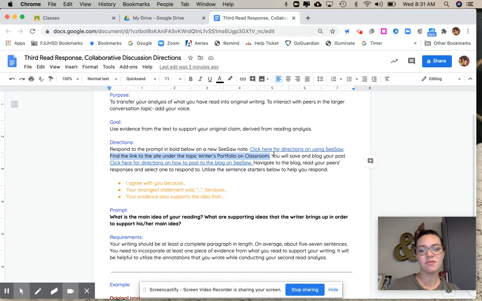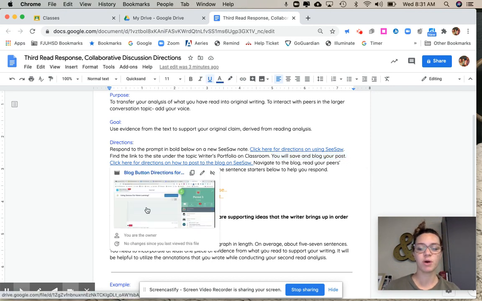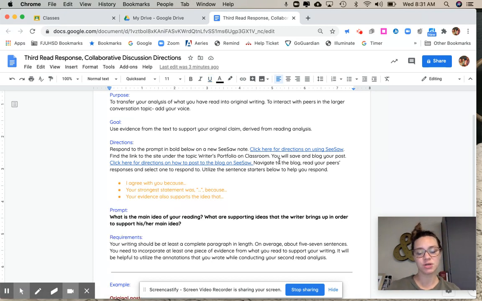You are going to save the note that you create and then following these directions, you will publish your post onto the blog. Here are directions on how to post your note onto the Seesaw blog. After you post your note onto the Seesaw blog, you're going to go to the blog and read your peers' responses. You're going to select one and you're going to respond to it. Here are some sentence starters that you can use. You'll see an example in just a minute in order to respond to one of your peers.